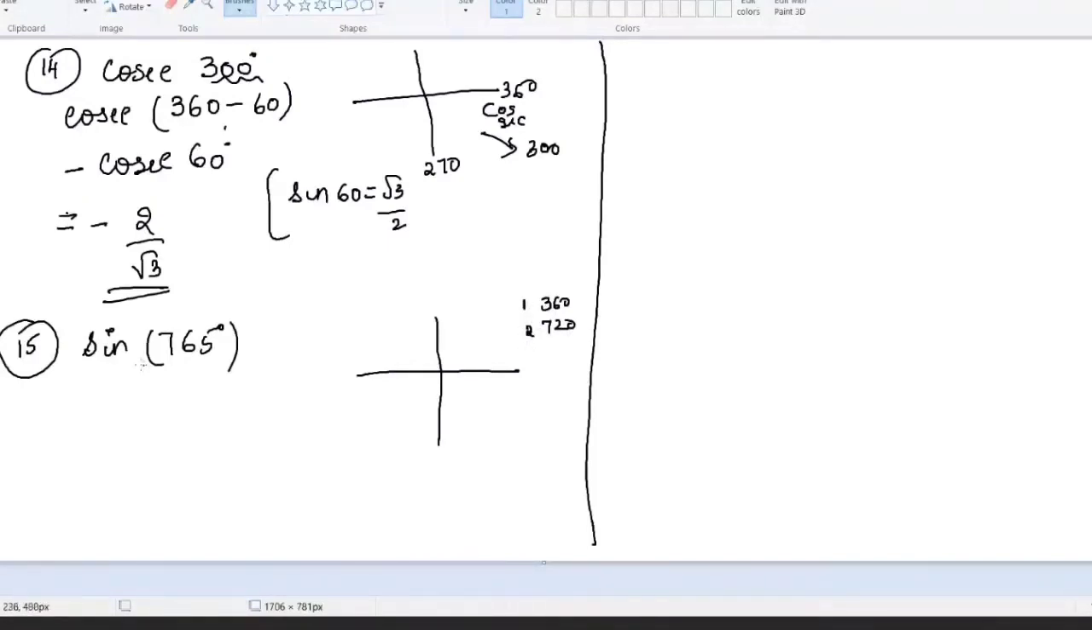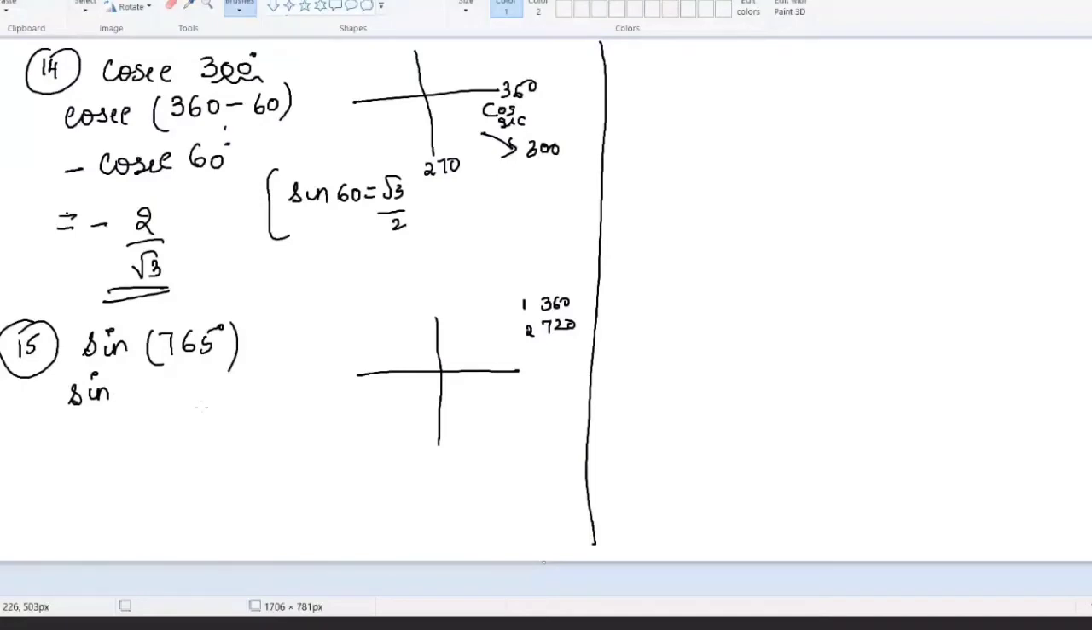So what you have to do is go on subtracting 360. In your calculators, find out first, put 765, 765 minus 360. Still you are getting a number more than 360. Again minus 360. So you will reach the answer. What is the answer? 45. Now to get to that 45, how many times have you subtracted 360? Two times.